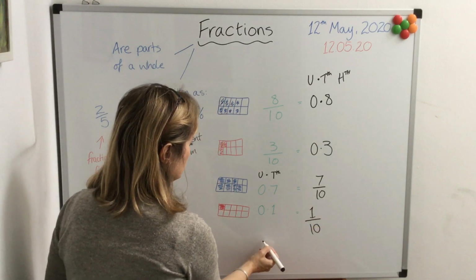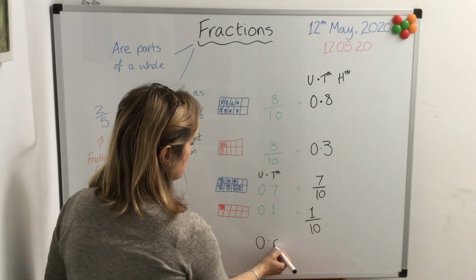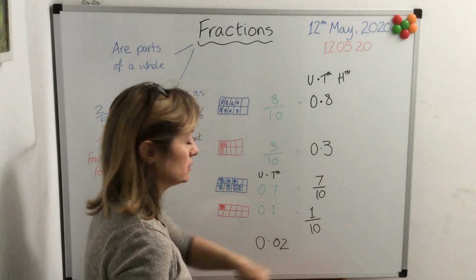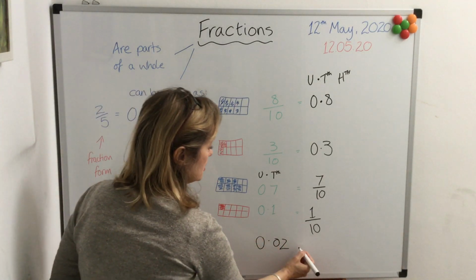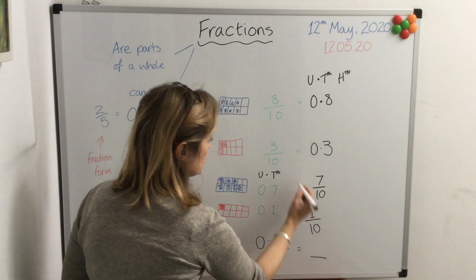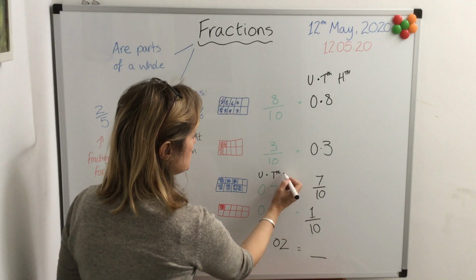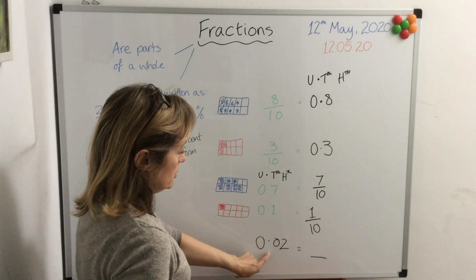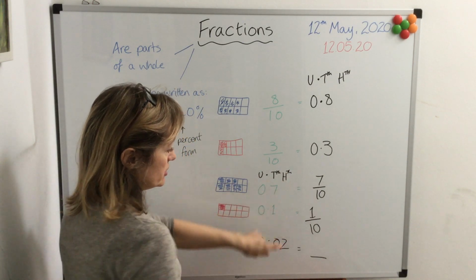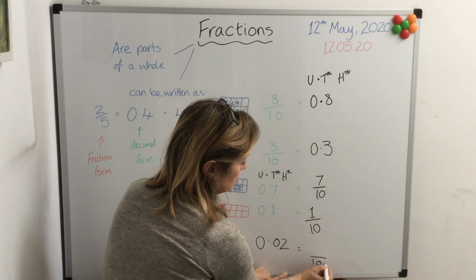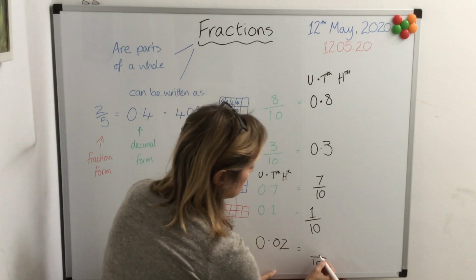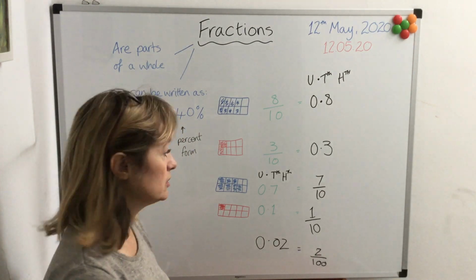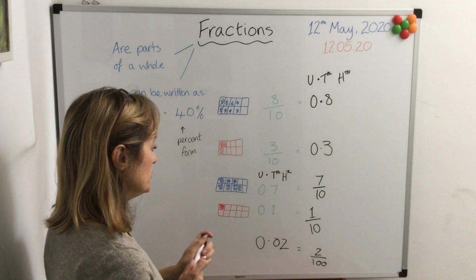So if I give you a number which is 0.02, what would this be? Have a think. Okay. We're going to put it into a fraction, so it's in another column, so we need to put it in the second column. So it is in the hundredths, so hundredths. And how many hundredths do we have? We have 2 hundredths, and that's it. Super, super simple.